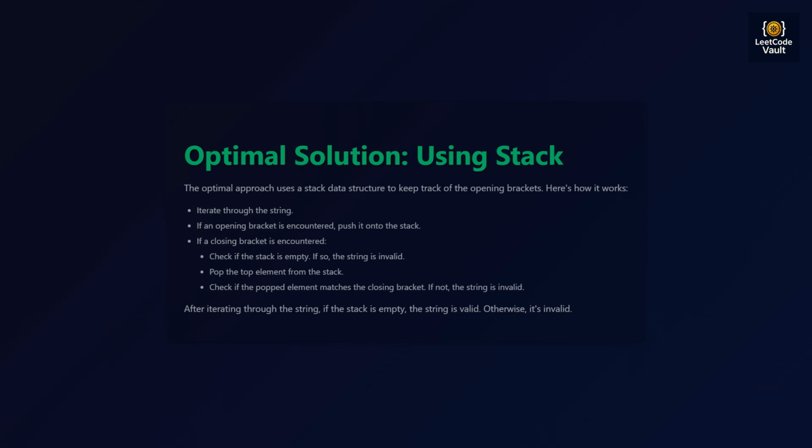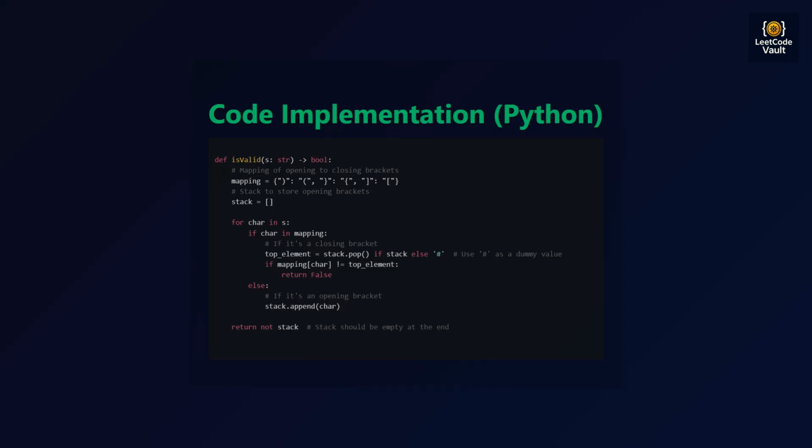Optimal solution. The optimal solution uses a stack data structure. We'll iterate through the string. When we encounter an opening parenthesis, we push it onto the stack. When we encounter a closing parenthesis, we check the top of the stack. If the top of the stack is the corresponding opening parenthesis, we pop it. If the stack is empty or the top element doesn't match, we know the string is invalid, and we can return false immediately. After iterating through the entire string, if the stack is empty, it means all opening parentheses were correctly matched, and the string is valid. This approach avoids nested loops, making it much more efficient.